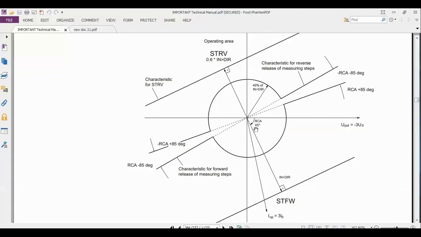The angle is fixed at how much? The RCA is set at 65. You take 85 degrees to the right and 85 degrees to the left. And in the reverse, the same applies. You take 85 degrees to the right and 85 degrees to the left. Is that clear? Excellent.